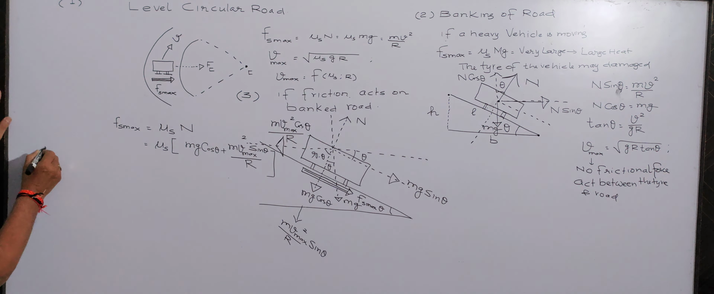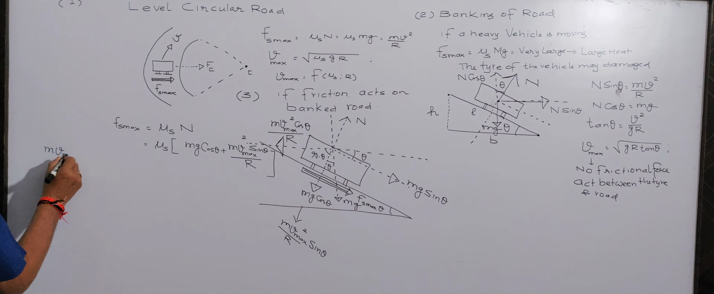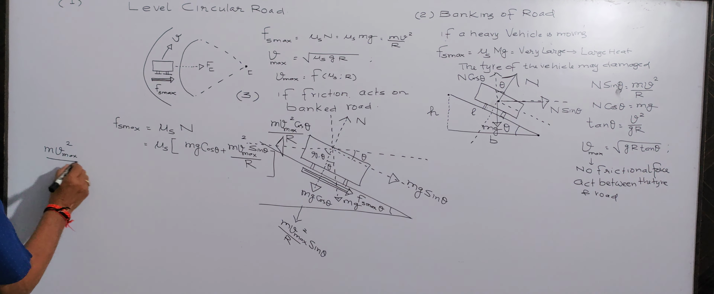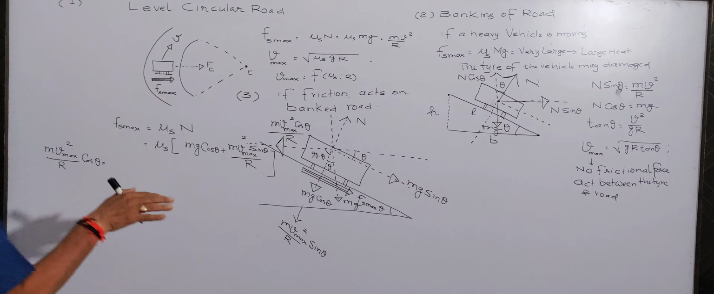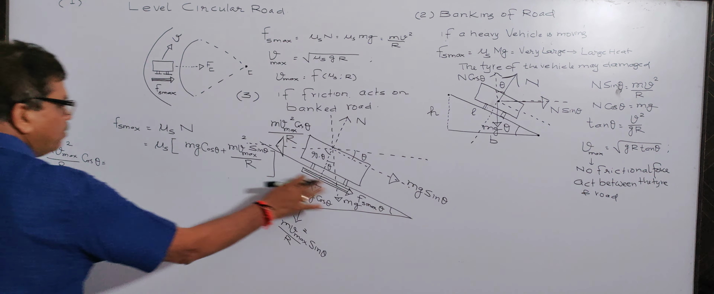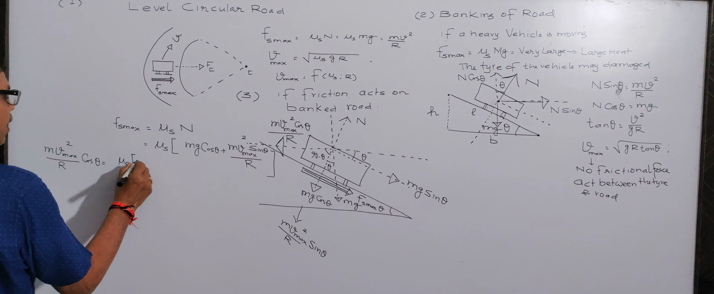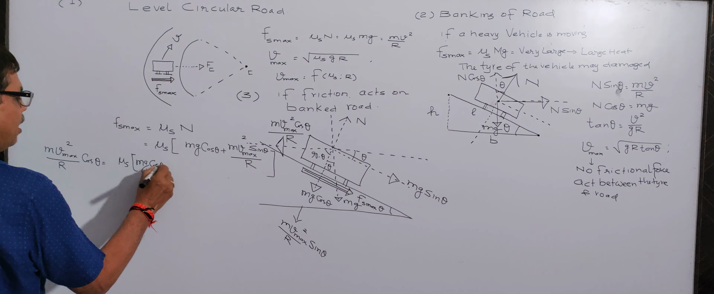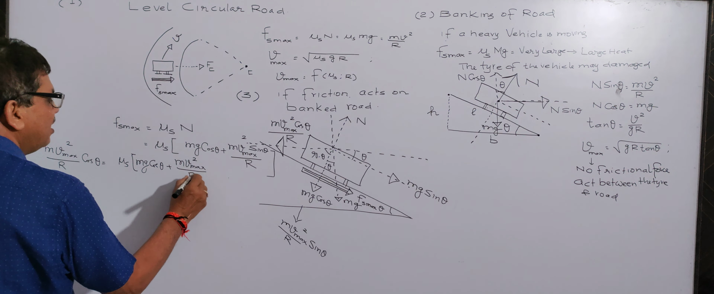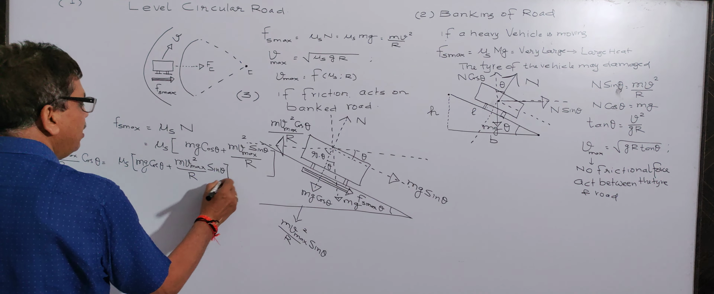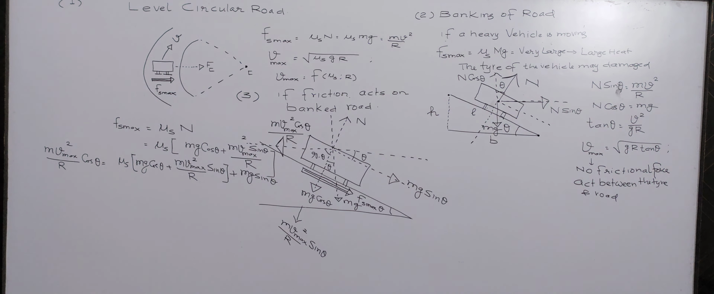So if I take parallel to the inclined plane, m v max square by r cos theta will be equal to the downward force parallel to the incline, which is Fs max plus mg sin theta. I can write mu s times mg cos theta plus m v max square by r sin theta. This is mu s times N plus mg sin theta. Is it clear? This is the value.